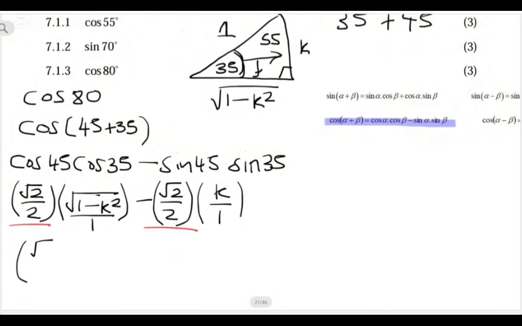I'm going to take this square root of 2 over 2 as a common factor. And then if I take it, I'm going to be left with this one. It's unnecessary for us to write the ones because I'm going to use it. Root of 1 minus k squared. And then when we take this one here, we're going to be left with negative k.